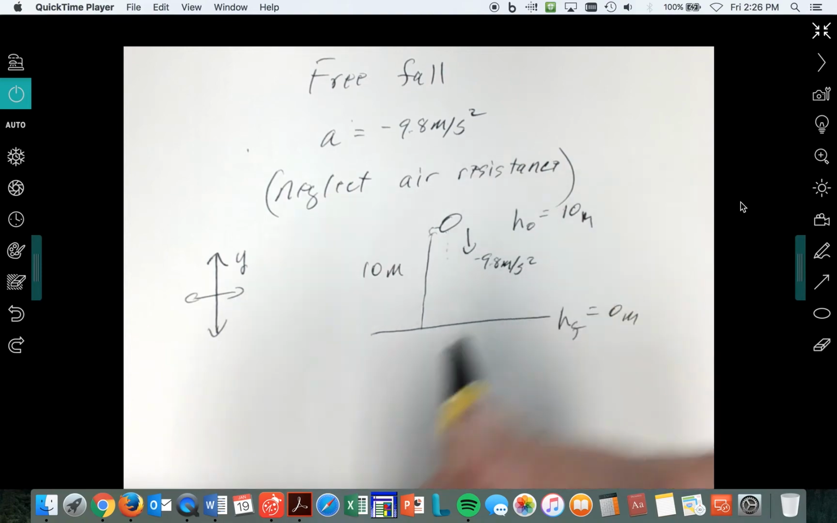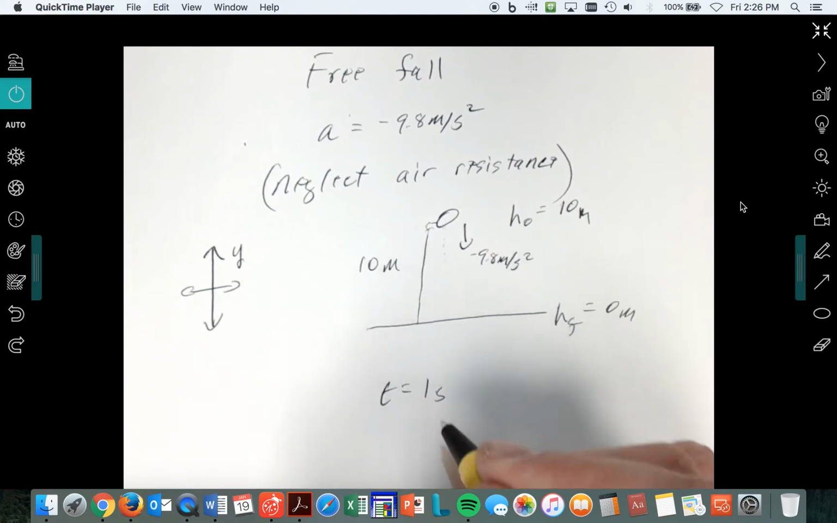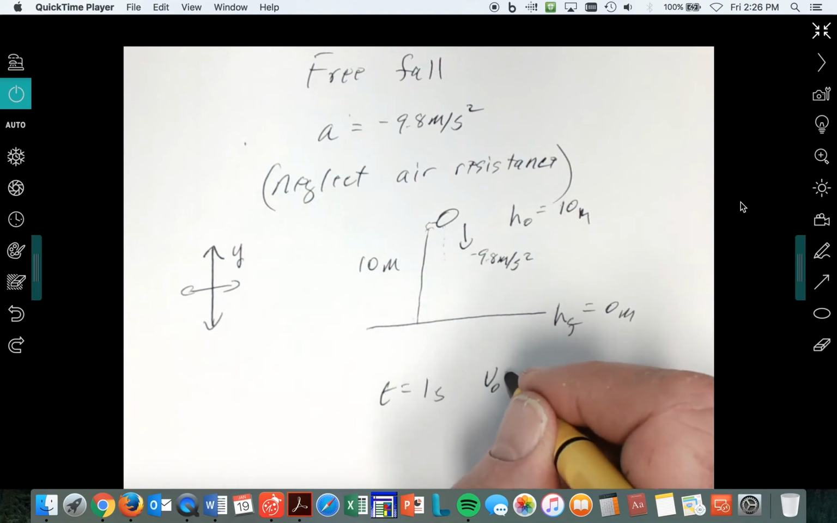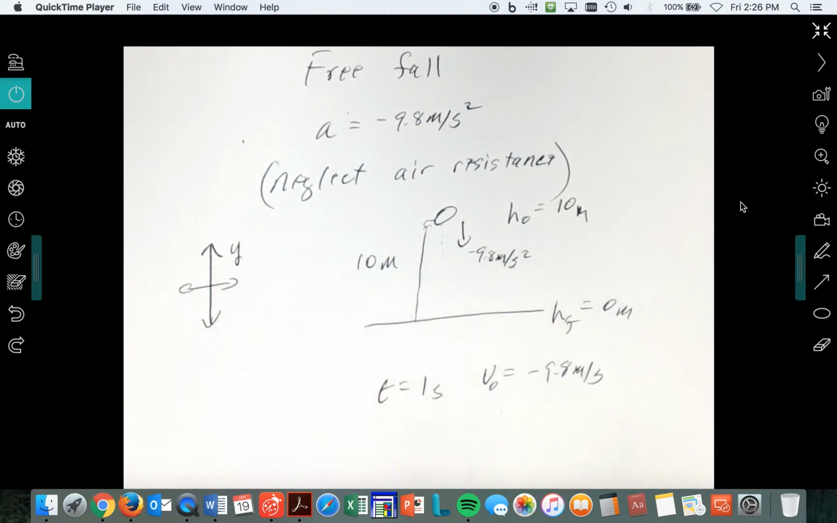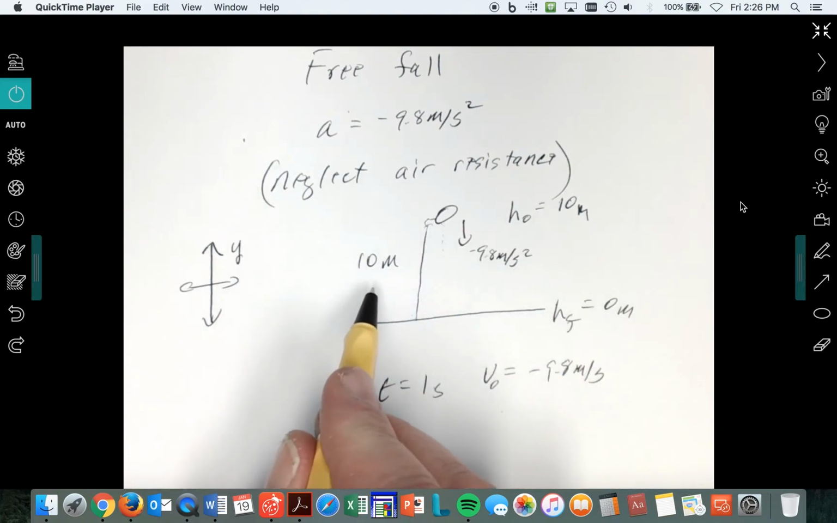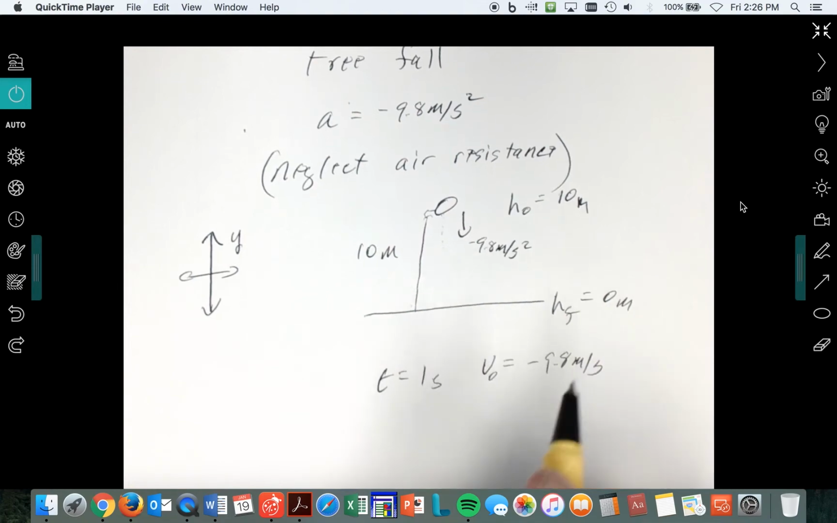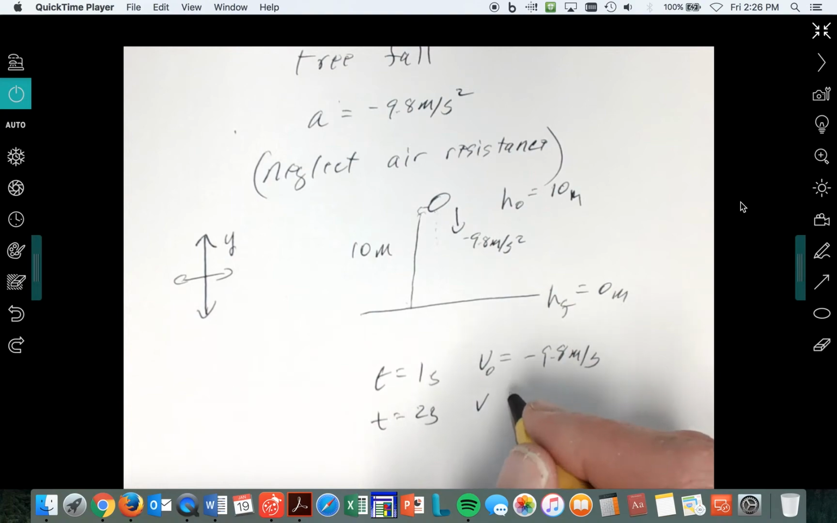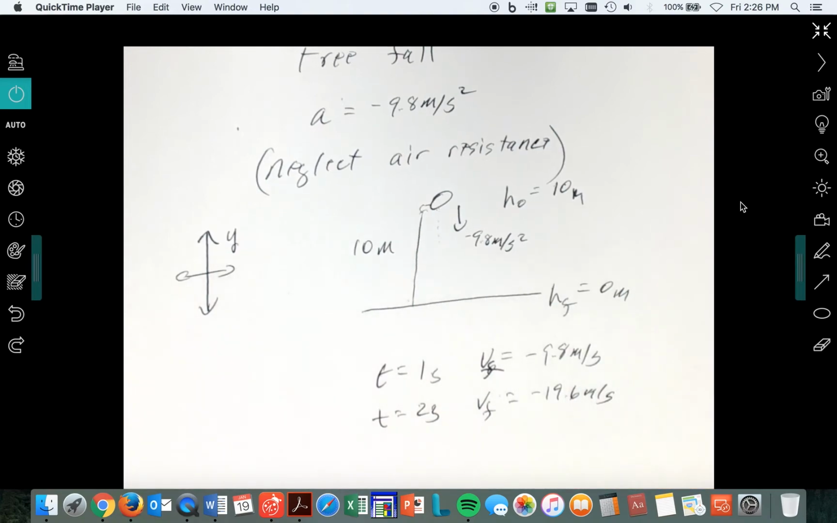That means for every second that it's in the air, say t equals 1 second, its velocity is going to equal negative 9.8 meters per second. If it falls 10 meters, it won't be in the air for 2 seconds, it's going to be about 1.2 seconds. But if an object fell for 2 seconds, its final velocity would equal negative 19.6 meters per second. It's getting faster and faster as it falls.